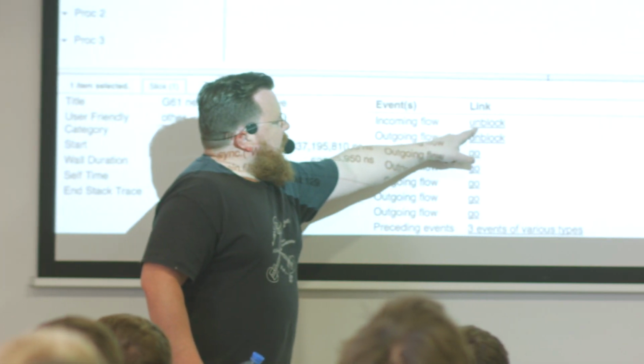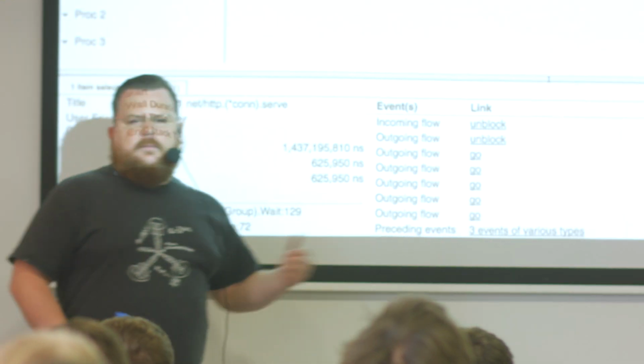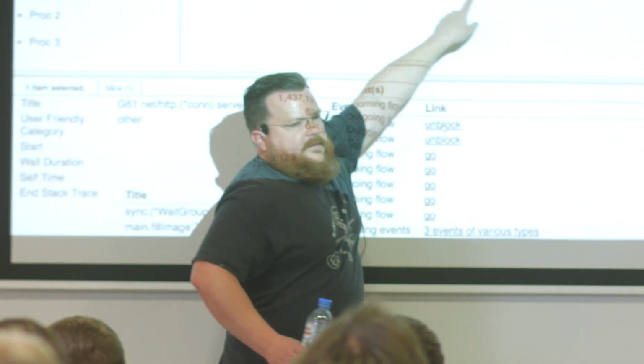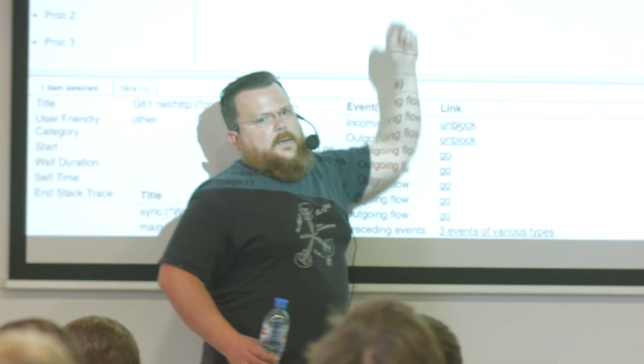The next feature I want to introduce to you is some more of the details here. The incoming flow: we can ask, why did this Goroutine start? What caused it to be runnable? If we click on this one, we can see that there is now an arrow between the network event and this Goroutine. So this Goroutine started running or woke up because of a network event. Let's have a look at the outgoing flow.